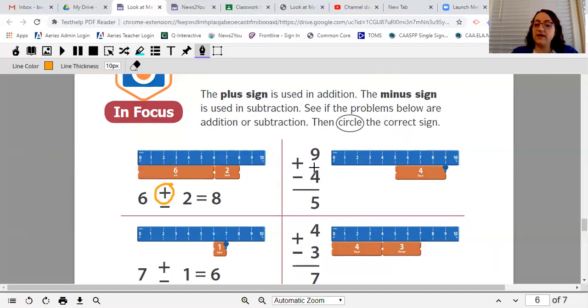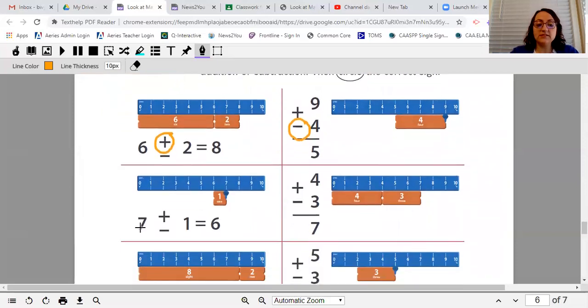Here we have 9. Something happens with a 4 and we get to 5. So we get to a smaller number. It looks like we're probably going to subtract because I think we're going to count backwards. 1, 2, 3, 4. Yeah, we count backwards, so you're going to want to circle the minus sign. Here we have 7. Something happens with the 1 and we get to 6, which is 1 smaller than 7. So it looks like we counted backwards. We're going to circle the minus sign.